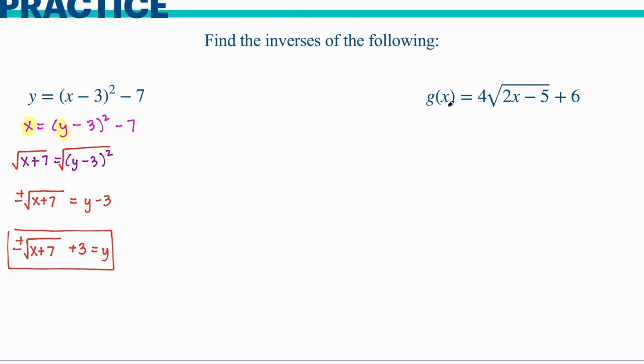For g of x, that is literally the same thing as y. So you can still swap. So this is now going to become x, and this is now going to become a y. That was the first thing that we did. X and y swap. And now we're going to solve. I first need to get rid of the 6.